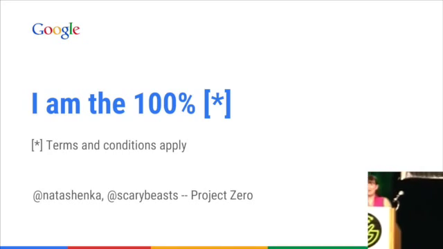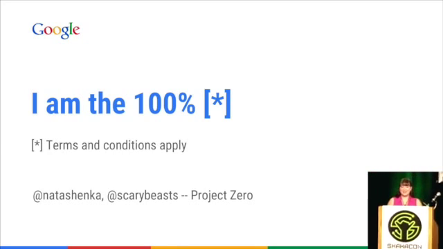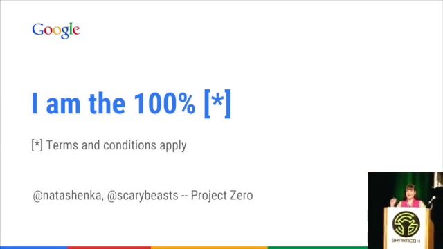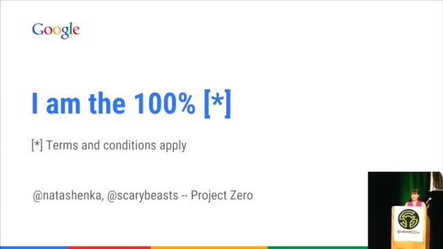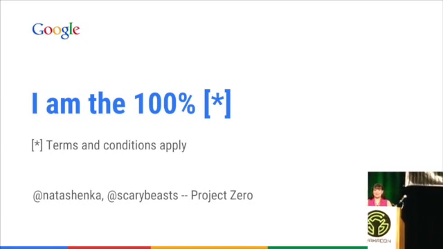Hi, everyone. Today we're going to give a presentation entitled, "I am the 100% asterisk, terms and conditions apply." What we're really going to talk about is reliable exploitation. What it means for a bug to be reliable.